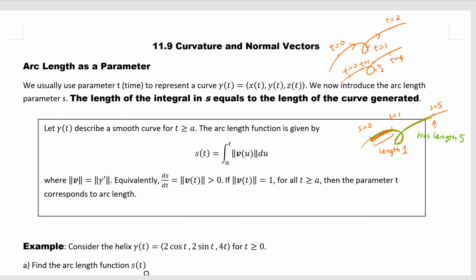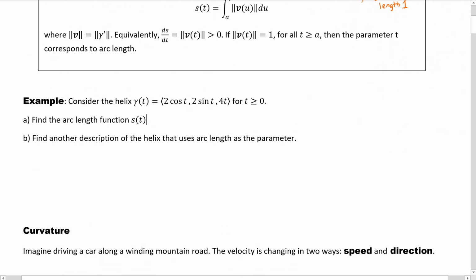So let's continue to look at the following example. Consider the curve gamma of t equals 2 cosine t, 2 sine t, 4t for t greater or equal to 0. A. Find the arc length function s of t. B. Find another description of the curve that uses arc length as the parameter.